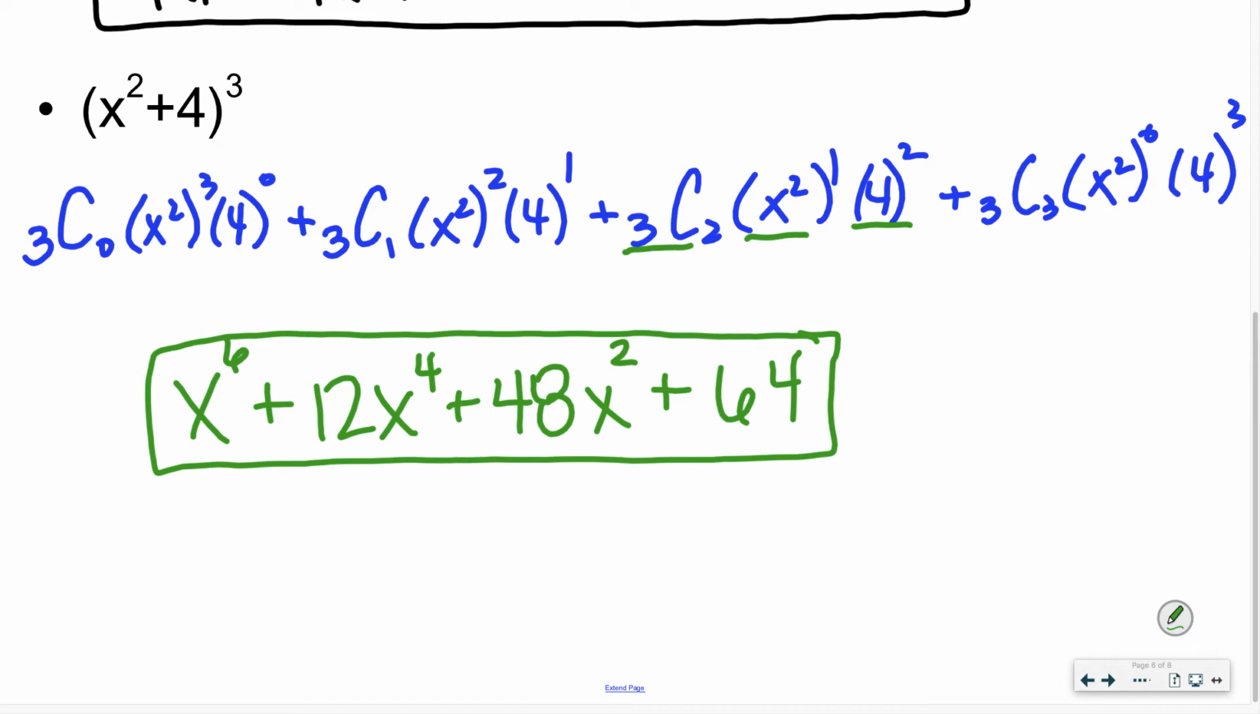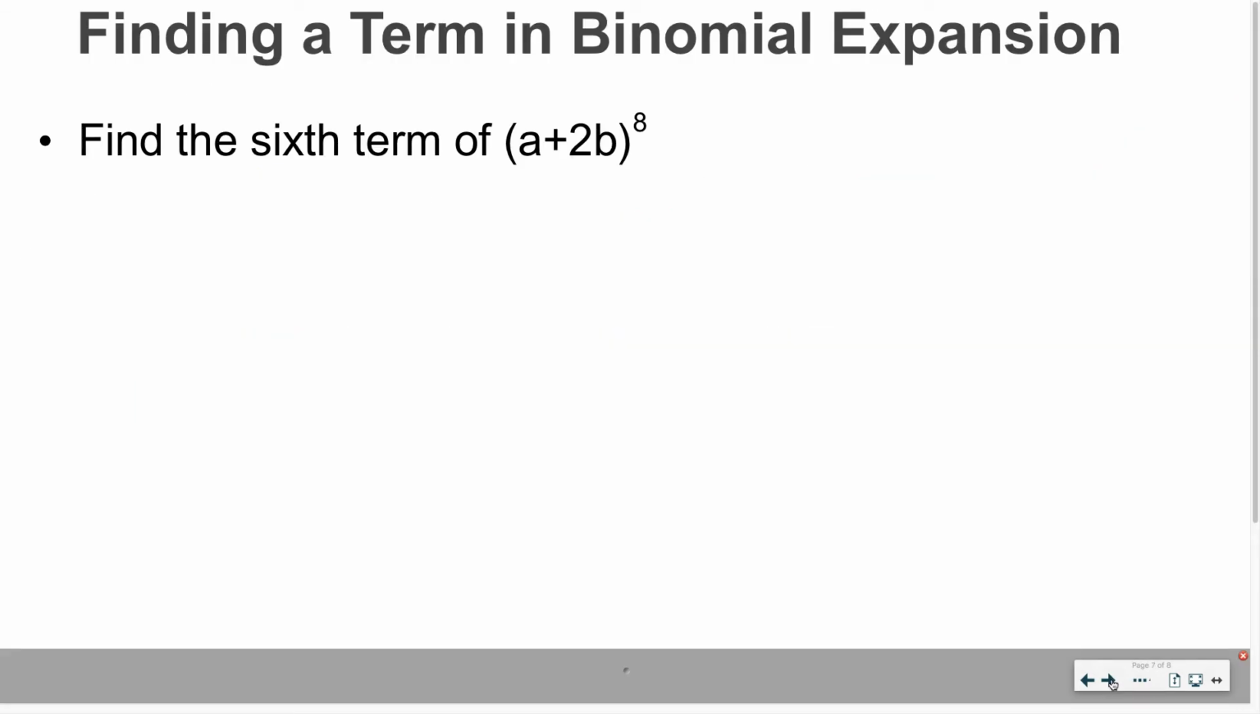All right. For the last few minutes of class, go ahead and write this down. We're going to talk about the sixth term of a plus 2b to the eighth.